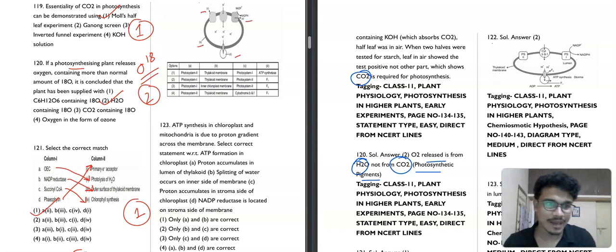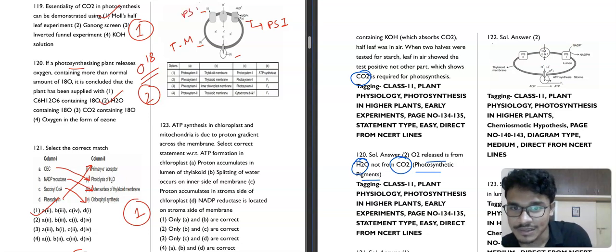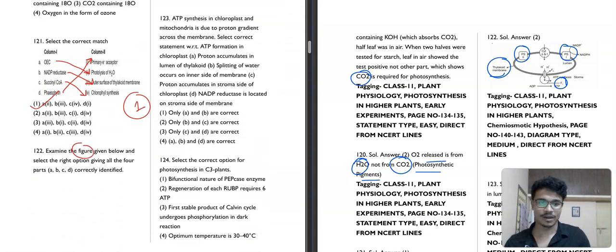You have to mark. So A here is photosystem 1. Then B is thylakoid membrane. C here is PS2 and D is the F1 molecule. So you have F1, thylakoid membrane, then PS2 and then PS1. It's a very good observing question. So the second option will be our correct answer. Then question number 123.